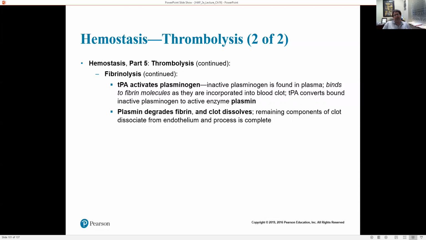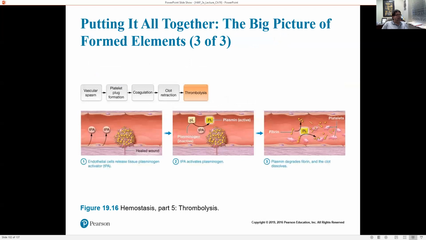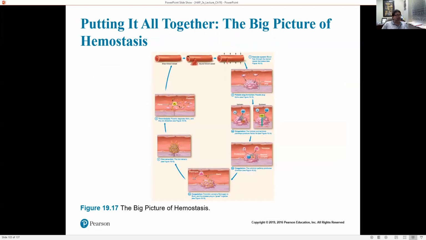TPA is also one of the most famous drugs of the last 20 years. This is your body's own clot dissolver, and this is given to people who are having heart attacks and strokes. It opens up the coronary arteries and opens up the blood flow to the brain, and it's a $1 billion biotech drug, TPA. Here it is coming in, binding to the clot and dissolving the clot. Bingo, enough said.